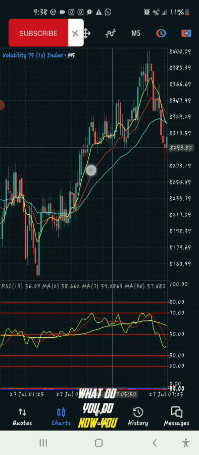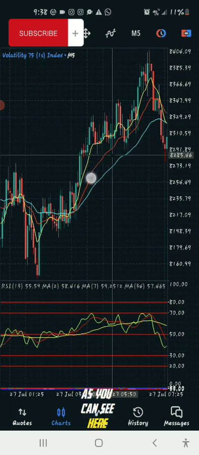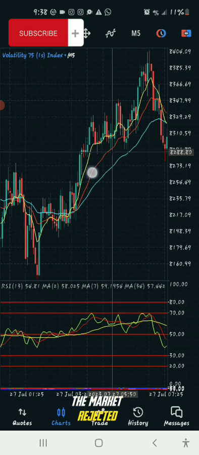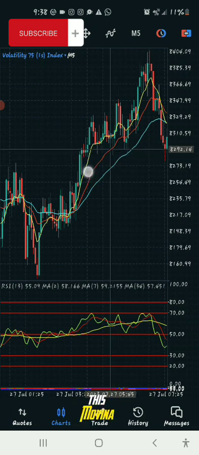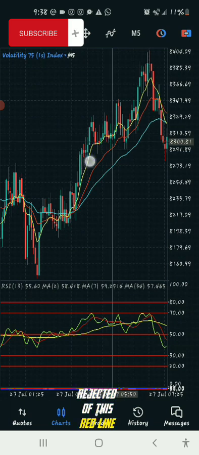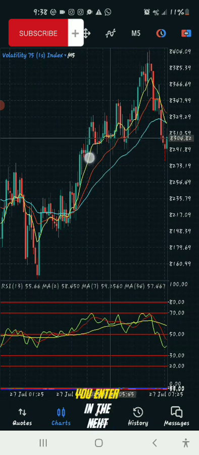So what do you do now? You wait. As you can see right here, the market rejected off this moving average, rejected off this red line. Note the red line is what it is rejecting from. Immediately it rejects off this red line, you enter in the next candle.